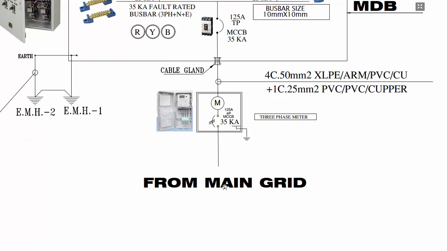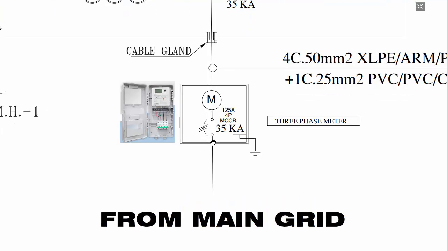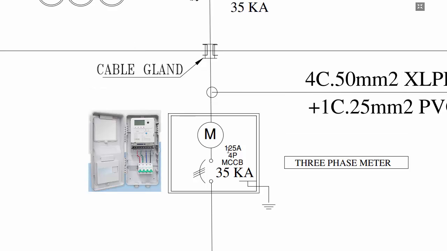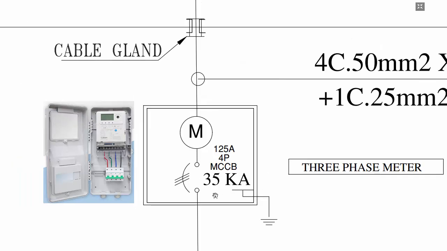So I'll start from the bottom. From the start, we have the initial connection from the utility grid. From the main grid we have a three phase connection, and it enters the metering cabinet here. Here we have the three phase meter, where you have the load, and here you have the 125 amperes 4 pole MCCB. So this is the metering cabinet, and here we have the MCCB.